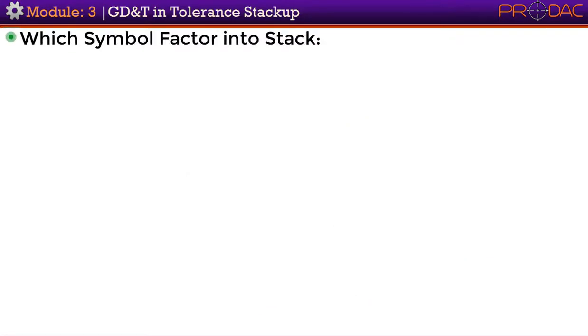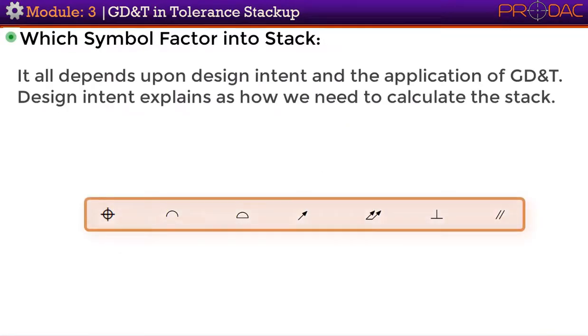Which symbols factor into the stack? It all depends upon design intent and the application of GD&T. Design intent explains how we need to calculate the stack. Commonly, we come across the below GD&T controls. First is position tolerance, then profile of a line. Next is profile of a surface. Then we have runout tolerance. Next is total runout tolerance. Now we have perpendicularity. And the last one is parallelism.